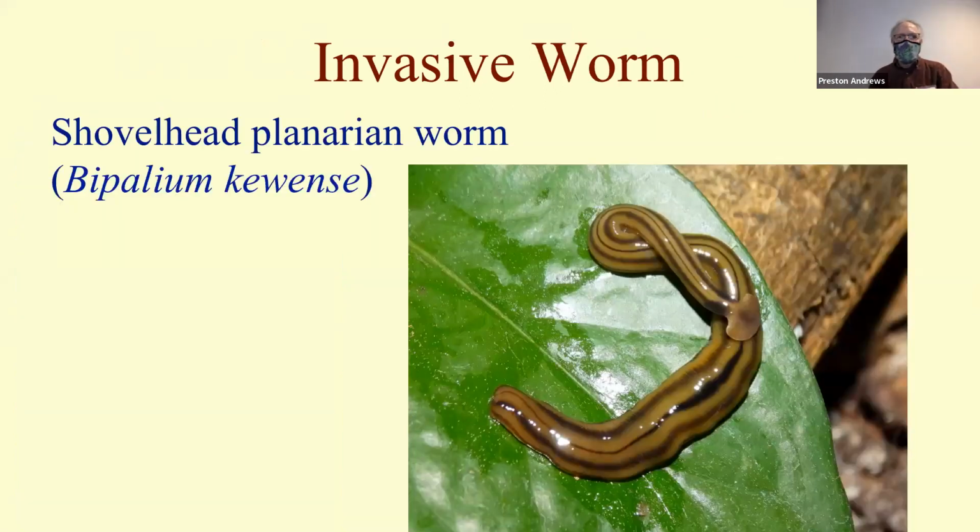Invasive worm. This shovelhead planarian worm is a predatory worm that eats earthworms and other macrofauna in the soil. And it was transported in the soil. Of course, you think there's plants, there's soil. There's all sorts of opportunities for pests and diseases to get transported, soil and plant-borne. And this one was established in many parts of the world. And it's very difficult to get rid of a soil pest like that.